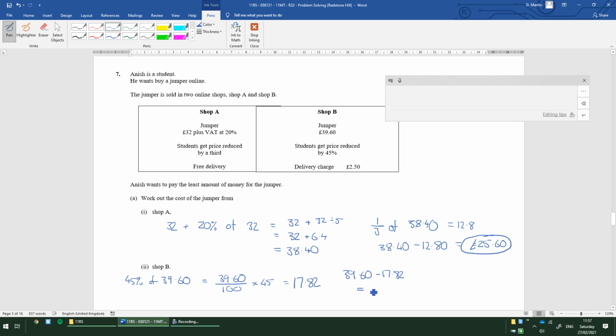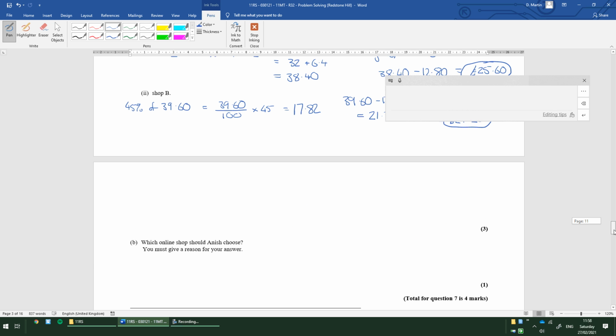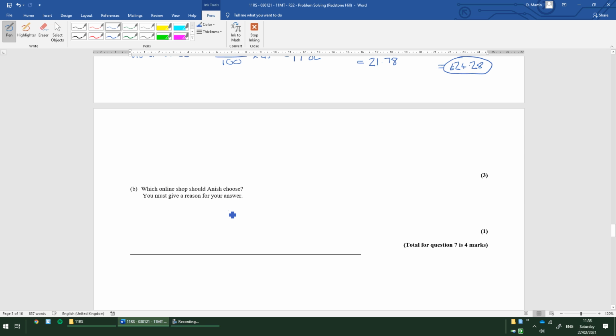So that's £21.78. But then we've got to add that delivery charge on. So 21.78 plus £2.50 gives us an answer there of £24.28. And so if he wants to pay the least amount of money for this jumper, he should choose shop B. And our working out shows that shop B is cheaper.